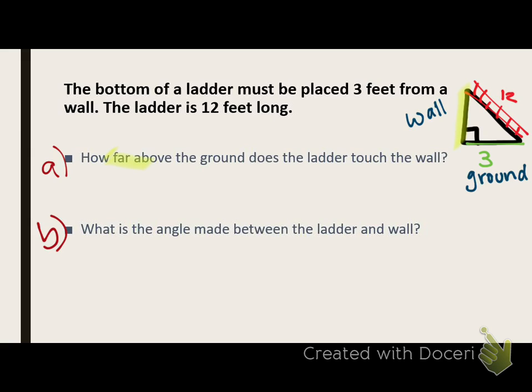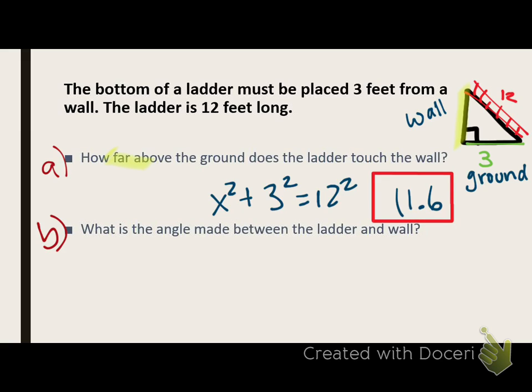So how do you find a missing side if you know 3 and 12? The Pythagorean theorem. So you would do x squared plus 3 squared equals 12 squared. You get 11.6 feet. The second one, you want to find the angle made between the ladder and the wall.